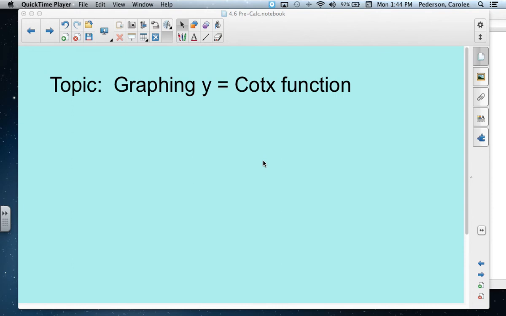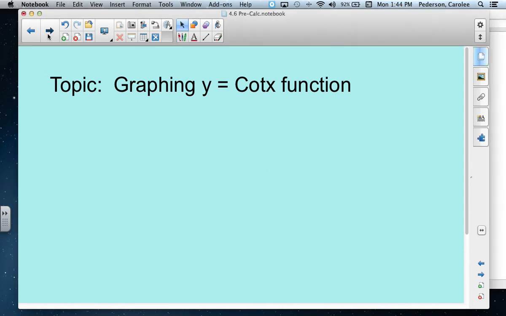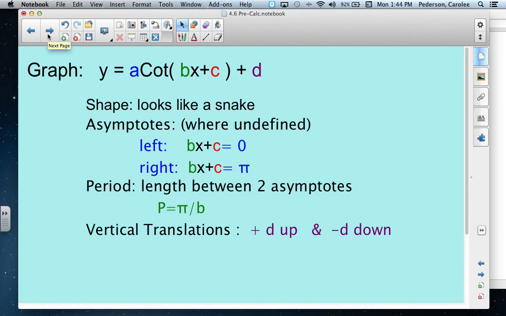The cotangent of x. It has a lot of similarities with the tangent of x. This next slide, I want you to write everything down. I do want you to notice one big difference with your asymptotes for your cotangent. The left and right asymptotes right here.